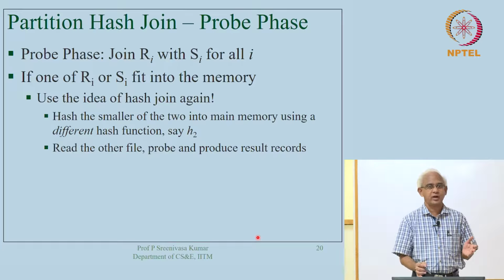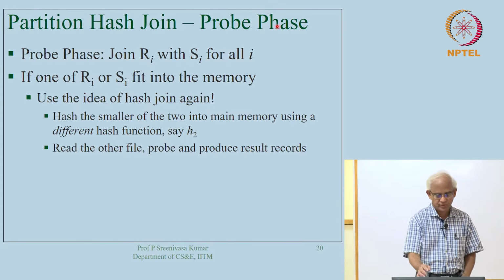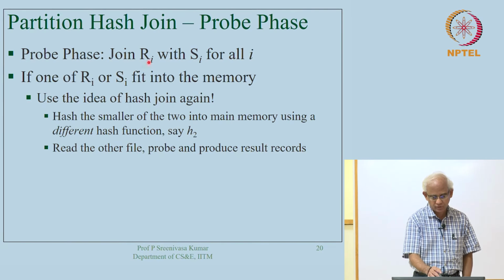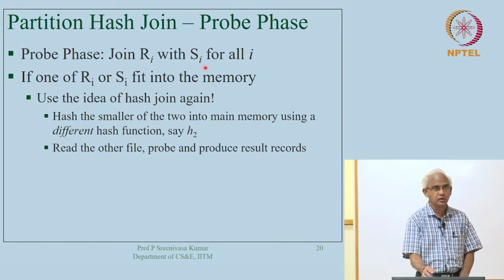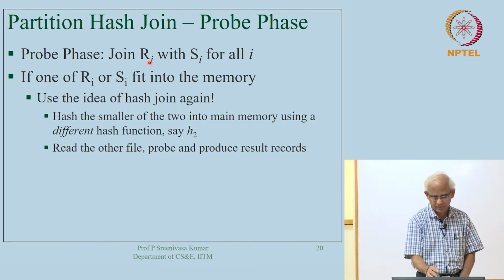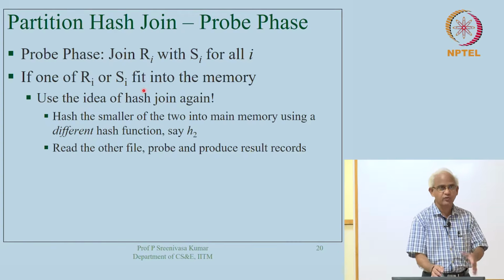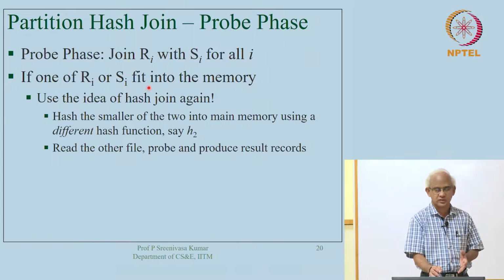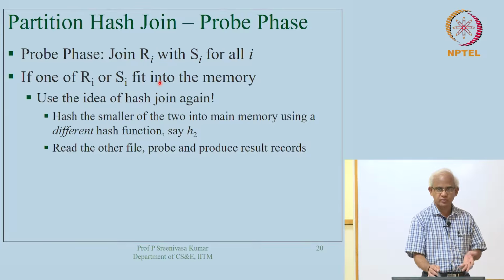So now we can use the hash join where we have assumed that one of them fits into the memory. We call this the probe phase. In the probe phase, what we do is join Ri with Si for all i. We have produced an equal number of pairs Ri, Si. We try to choose the hash function such that either Ri or Si fits into the memory, but we might sometimes fail also.